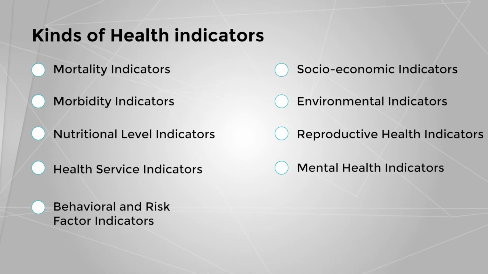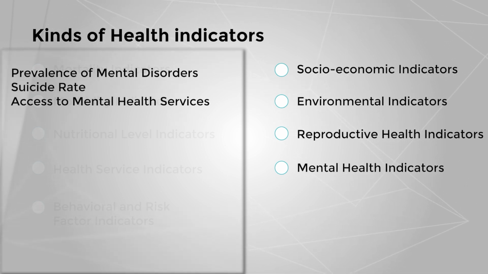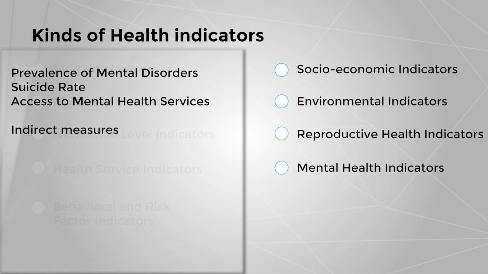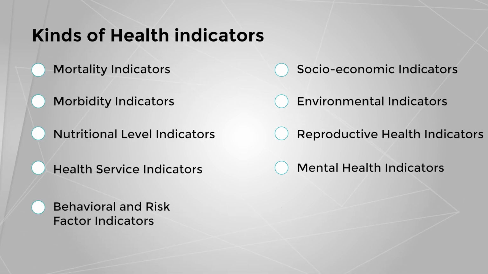There are various mental health indicators as well to measure the mental health status of a population. These include prevalence of mental disorders, that is percentage of population with diagnosed mental health condition, suicide rate, access to mental health services, and there are a few indirect measures which includes acts of violence, crime and drug abuse that also reflect on the mental health situation of the population.